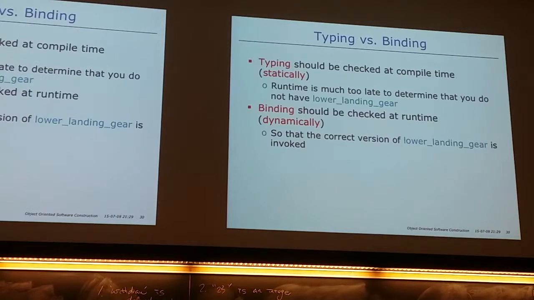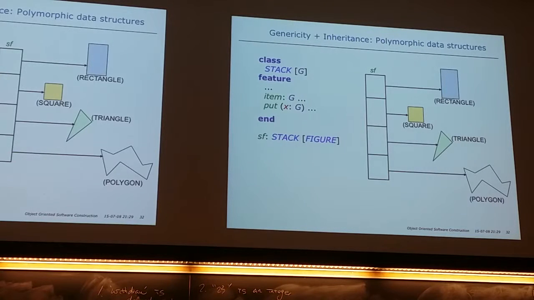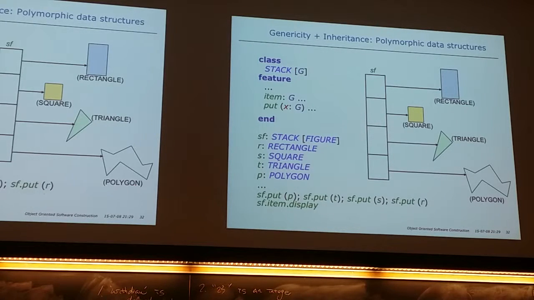Okay, so let's go on. Static typing is to make sure the base class guarantees at least one implementation for the feature, like the lower landing gear. And dynamic binding is to make sure that among the multiple possible implementations for the lower landing gear, we choose the right version that corresponds to the current shape. Okay? It would be really the same. So this is just to go back to the example that we had.